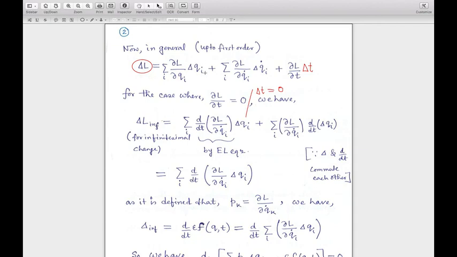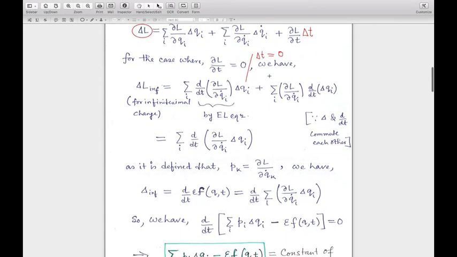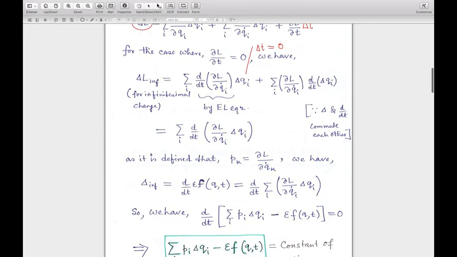both the generalized coordinates and generalized velocities will either suffer virtual displacements or simply a constant displacement. Constant displacement is actually a trivial case. Under this case, you can simply write delta L infinitesimal is equal to summation over i, d/dt of del L by del q_i dot times delta q_i.